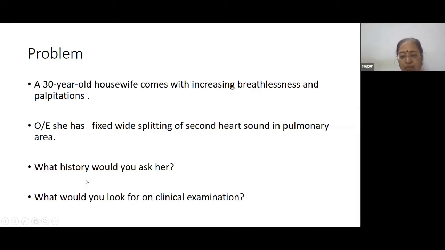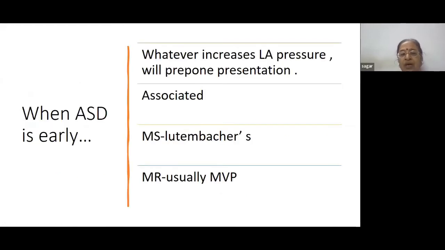But there's one small thing about this problem that you should notice, and that is the age group. Instead of the 60-year-old lady that I showed you, you got a 30-year-old person coming with something like an ASD. So what are you looking for in this patient? Remember, whenever an ASD is early, what will prepone an ASD is an increase in the LA pressure. If you increase the left atrial pressure, then the ASD will increase, isn't it?